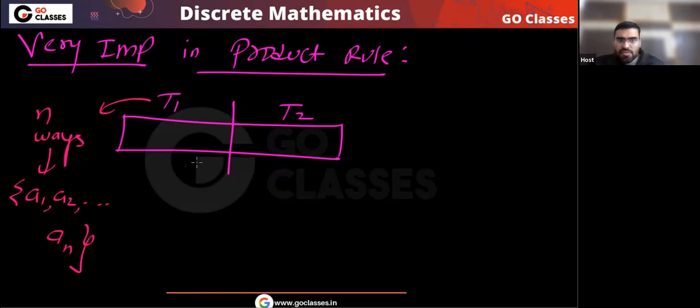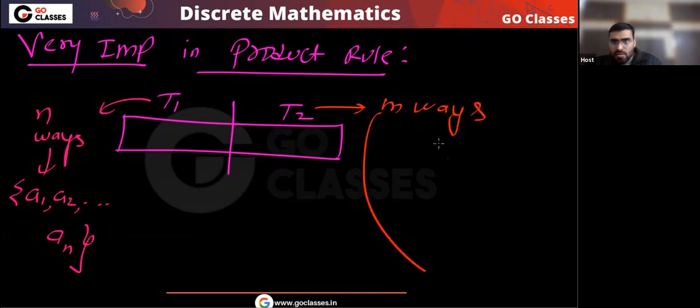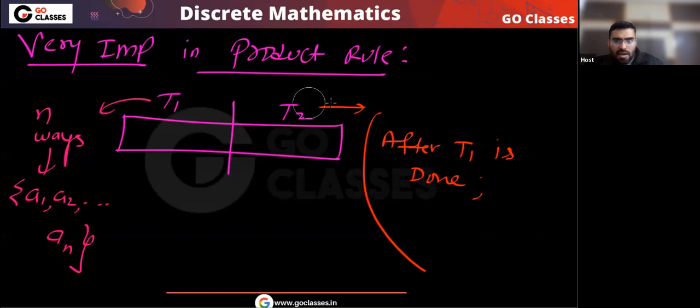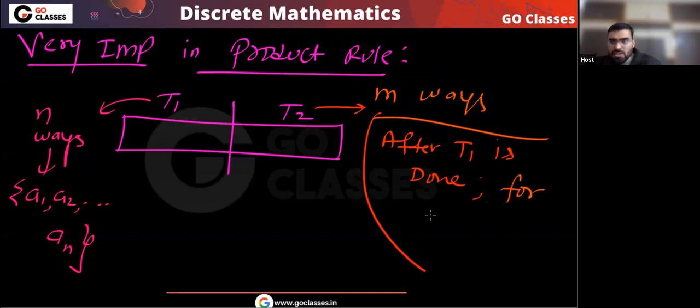Now, for each of these ways, you must have m ways. The conditions are these: after T1 is done, for each of the n ways of T1, you must have m ways for T2.